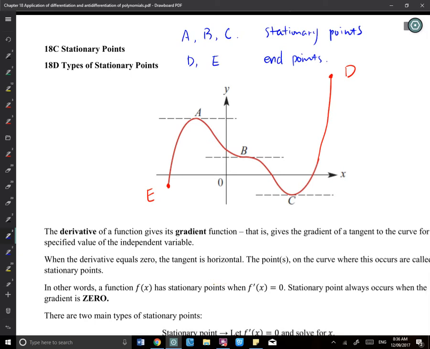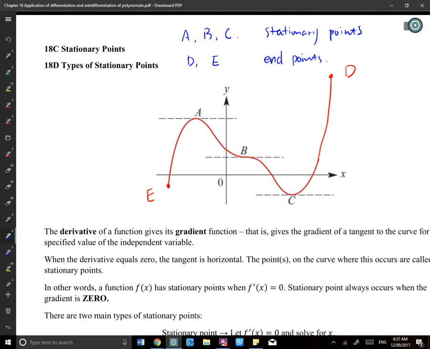So what is a stationary point? A stationary point is a point with a horizontal tangent. At that point you have a horizontal tangent. Can you have a look? A, B, and C, I have drawn the tangent out. They all have a horizontal tangent. So they are called stationary points.